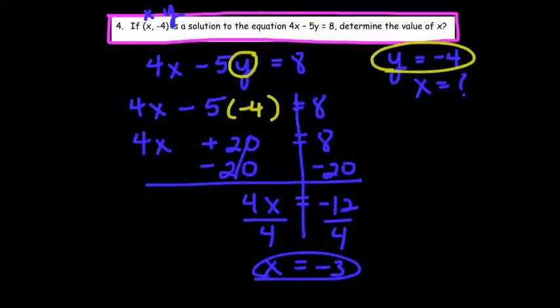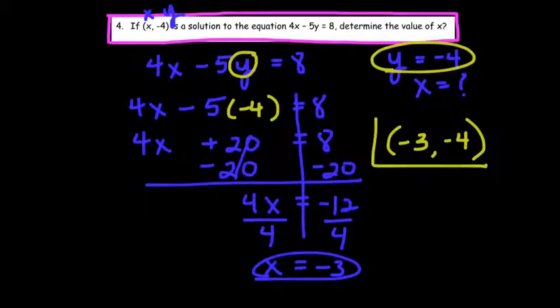And again, if I want to put that in a point, then I would have the x is negative 3 and the y is negative 4. So this would be my solution for this equation.